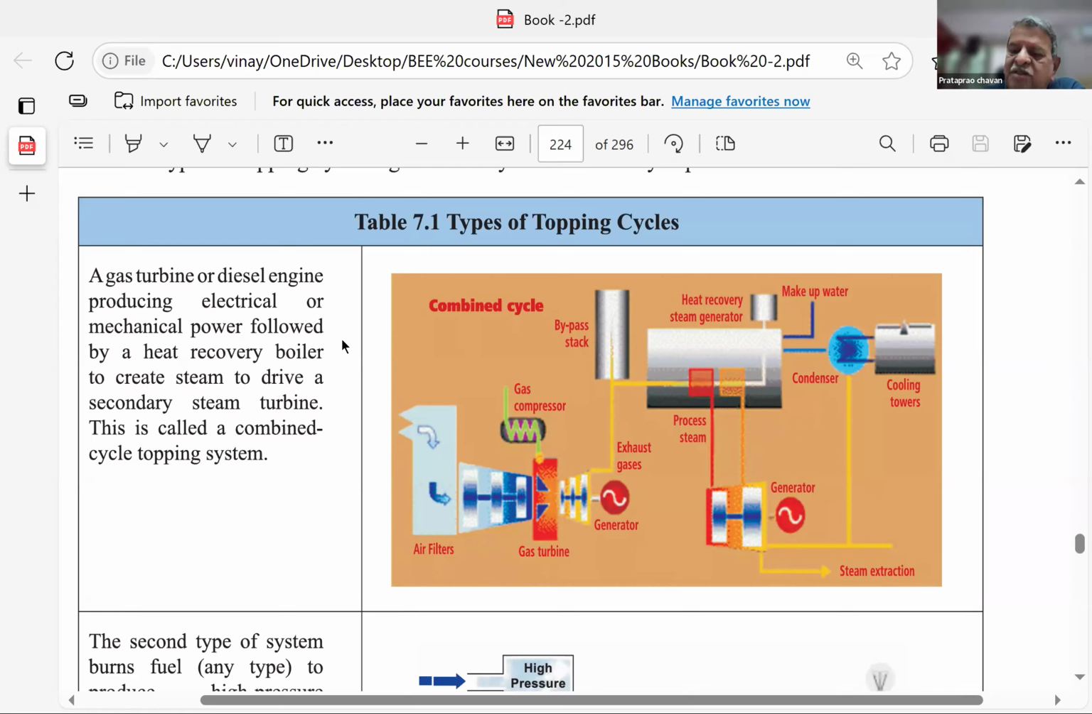This is a bottoming cycle. When power is at the bottom, it is bottoming. When power is at the top, it is the topping cycle. If difficulty, you ask me, what is that? So here, that is what they have shown.